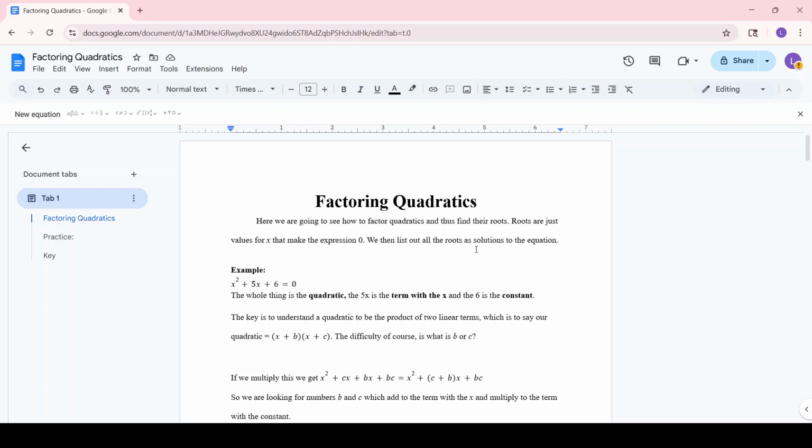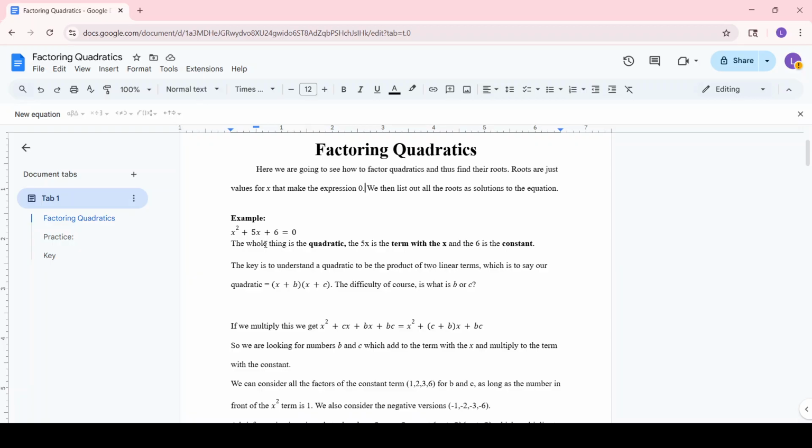Hello. Here we are going to see how to factor quadratics and thus find their roots. Roots are just values for x that make the expression 0. We then list out all the roots as solutions to the equation. So guys, let's go over an example.